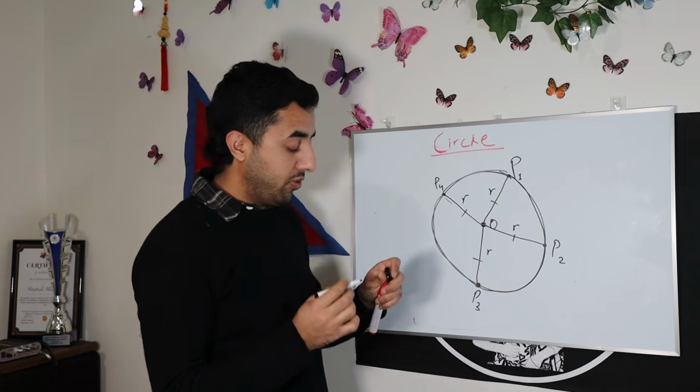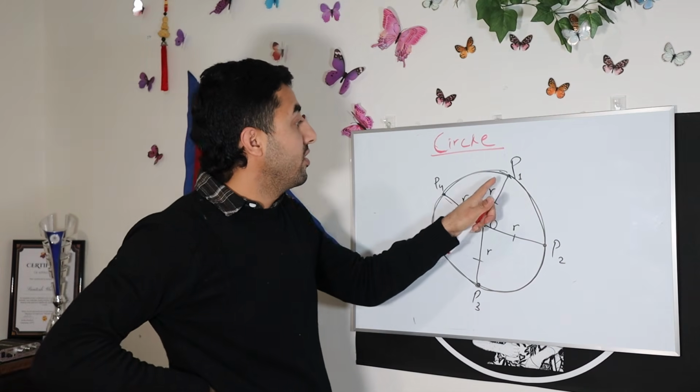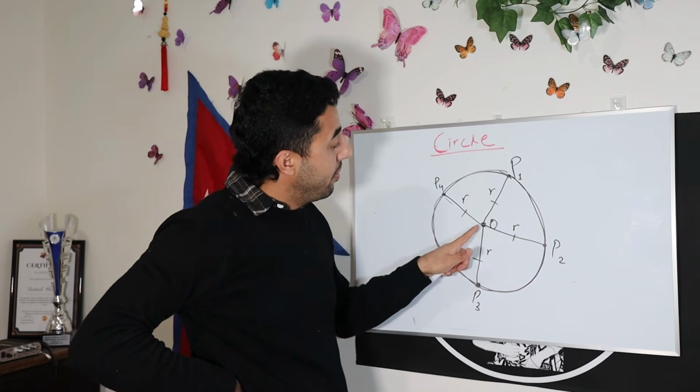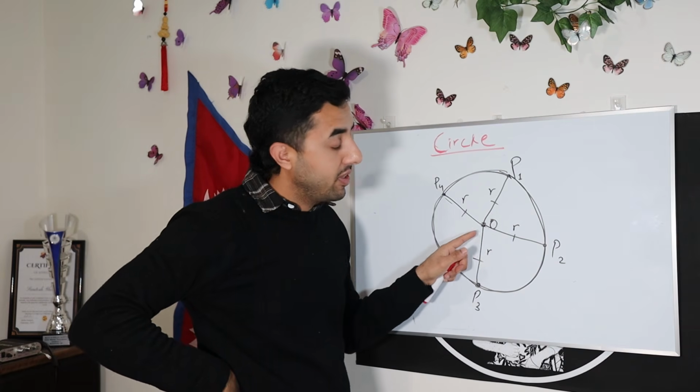So path traced out by, so let's define the circle. The circle is defined as the path traced out by the moving point from a fixed point by taking a fixed distance, which is equidistant from the center of circle.